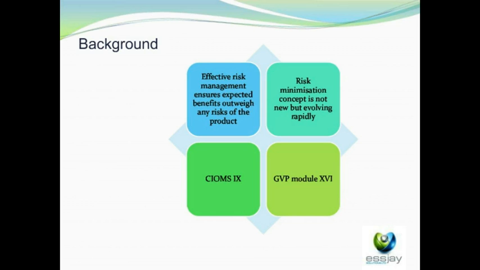So if we look at risk management as a whole, basically this is looking to ensure that your expected benefits outweigh the risks of the product on the marketplace. Now, risk minimization in itself is not a new concept, but as I'm sure anyone who's been working in pharmacovigilance will know, it has been evolving extremely rapidly. And certainly the two documents or the two publications that are relevant are CIOMS 9, which is a working group publication, and Module 16, which is part of the Good Pharmacovigilance Practice series.